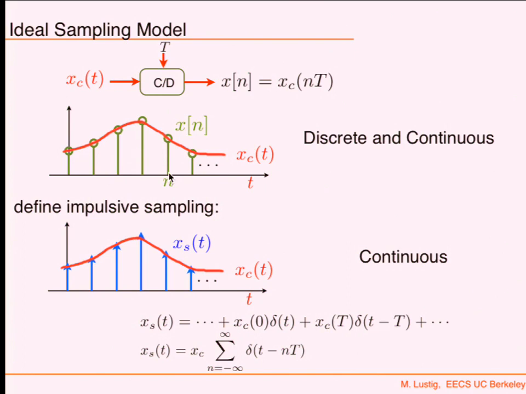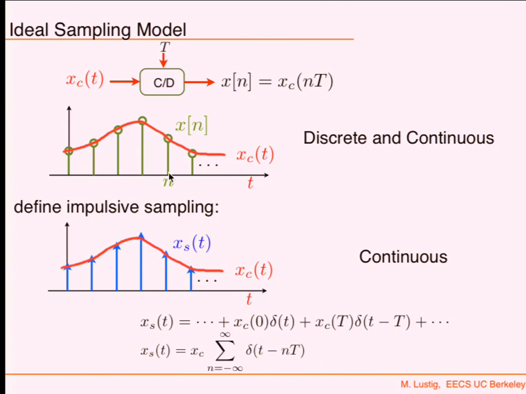Now, if we want to model this, we're going to go through some translation layer. And we're going to create this virtual signal, which is non-realizable, but it's going to help us do a lot of analysis. And that beautiful signal is x sub s of t. It looks similar to x of n, but it's not the same, because x sub s of t is a continuous time signal that is impulsive.